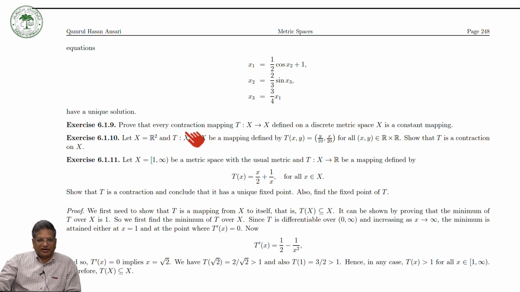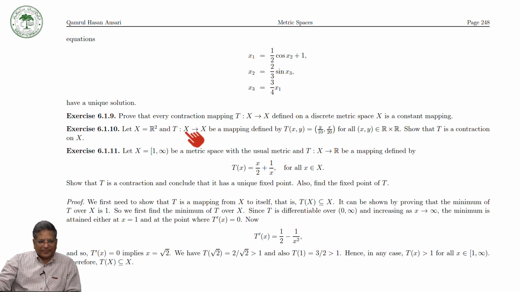Now here is a very interesting exercise, and you must try it, as I am mentioning from the very beginning. Whenever you have to construct any example, you must try to consider the discrete metric space. So here is the question: prove that every contraction mapping defined on a discrete metric space X is a constant mapping. This can be proved very easily. It's not a difficult task.